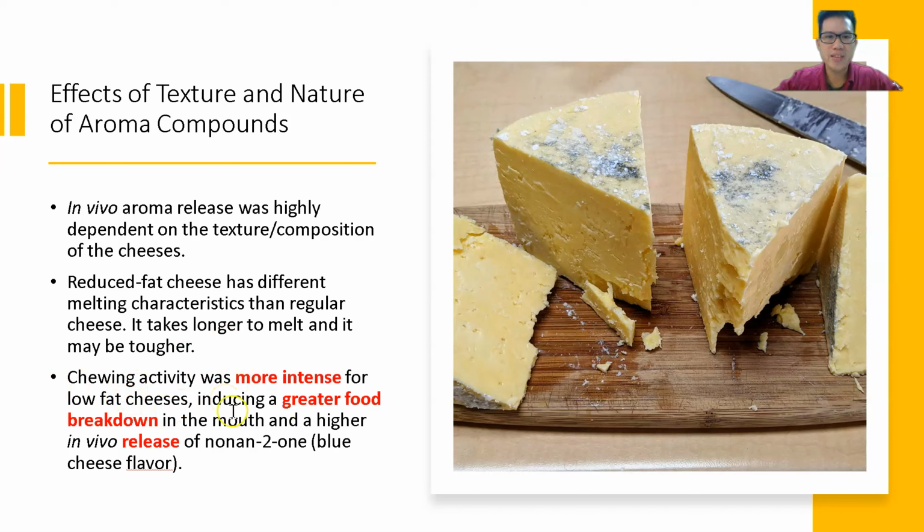So because of this chewing activity, which is more intense, this will induce a greater food breakdown in the mouth and a higher in vivo release of the nano 2-1, the blue cheese flavor. Again, nano 2-1 is basically the blue cheese flavor. So as you chew longer, the chewing will facilitate the release of the flavor from the hard cheese, and this flavor then will be transferred through your nasal olfaction, and then you're going to perceive the flavor. That's why chewing helps the flavor release.